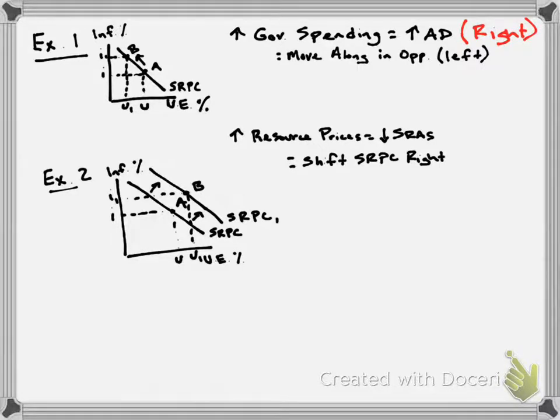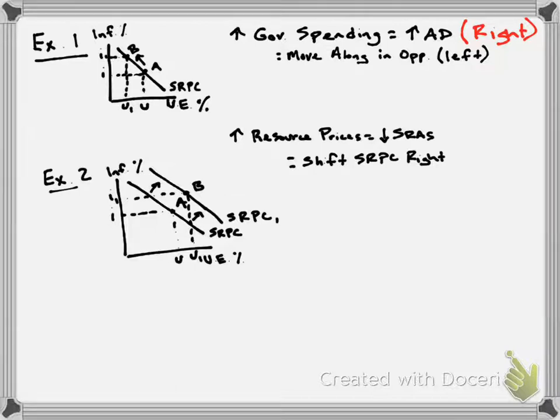So what that means then is I'm going to move along the SRPC in the opposite direction, which is going to be to the left. So if we take a look over here, we started at point A. We had an increase in aggregate demand, so our AD curve on the AD-SRAS graph would be shifting right. So on our short run Phillips curve, we're moving from point A to point B, okay?